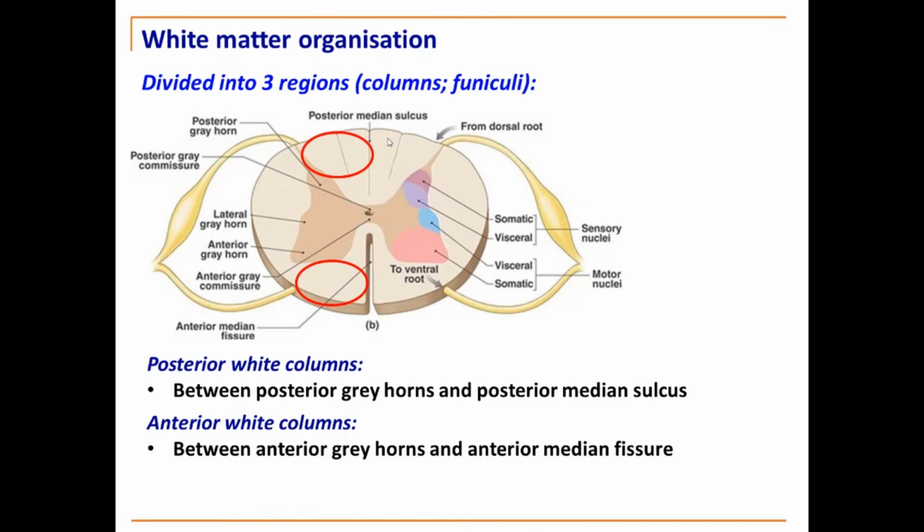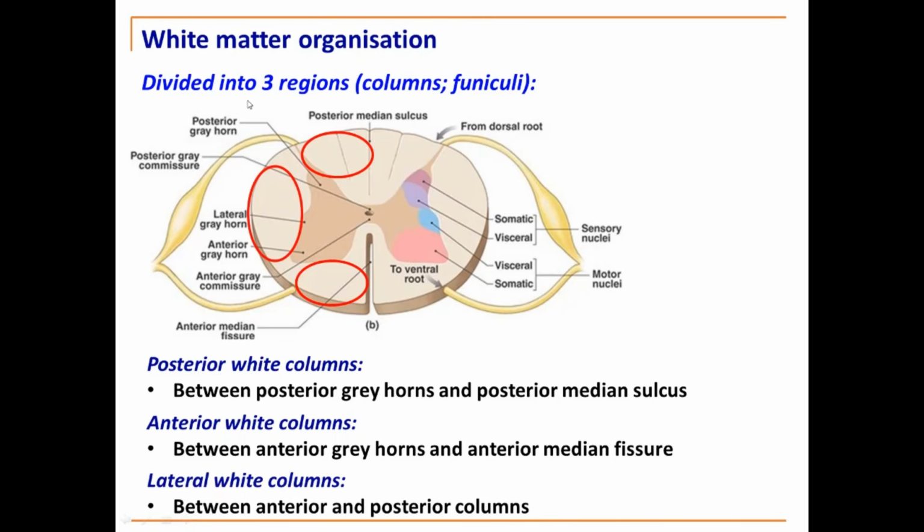We've got then the anterior white columns, and this is present between the anterior grey horn and the anterior median fissure. And as you might expect, we also have the lateral white columns, and this is between the anterior and posterior columns.